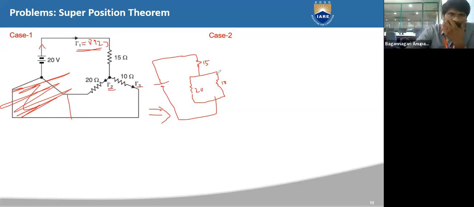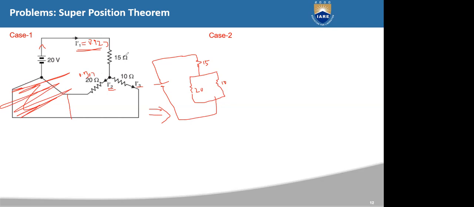Apply the current division rule. You can get it, right? Divide this into three parts: one part flows through 20 ohms and two parts flow through 10 ohms. What's the value of current you get? What's the value you're going to get as I2 dash? 0.307 approximately. Is that okay?